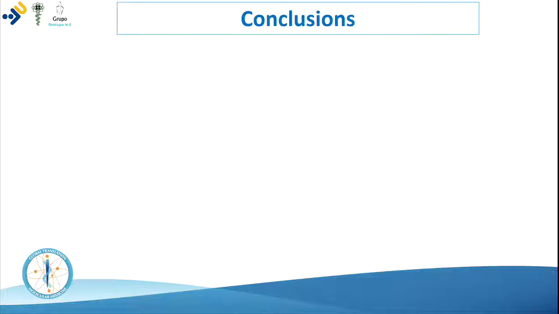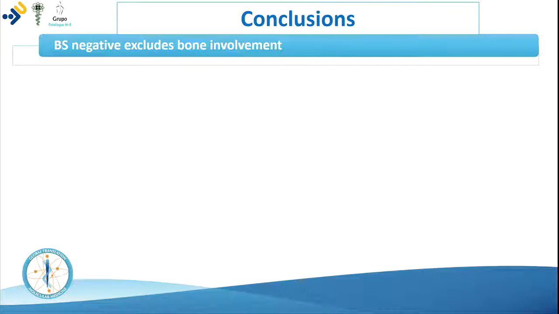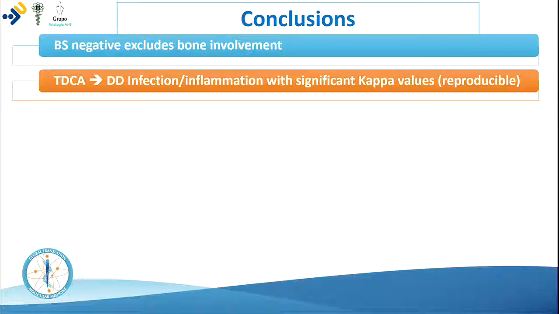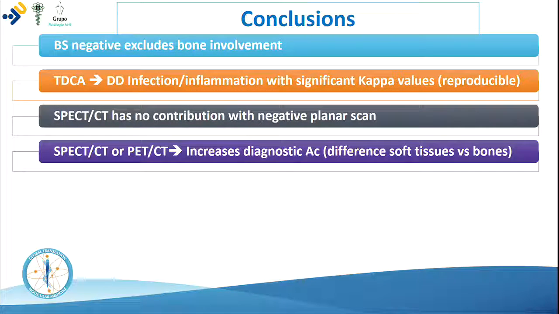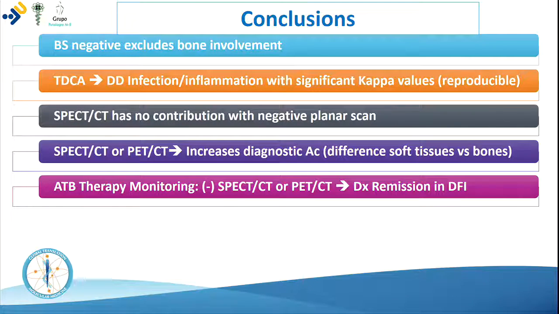Moving on to the conclusion, I want to highlight that a negative bone scan excludes bone involvement. Time-decay-correct acquisition in leukocyte scan makes possible the differential diagnosis of infection versus inflammation with very high reproducibility. SPECT-CT has no contribution with a negative planar scan. Hybrid techniques increase diagnostic accuracy and are also useful in therapy monitoring.